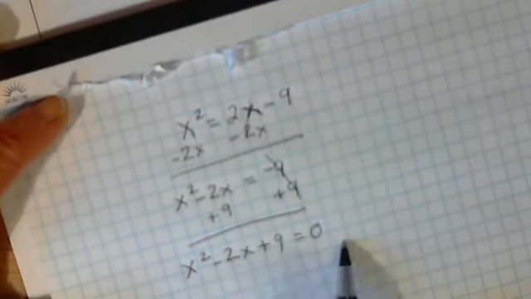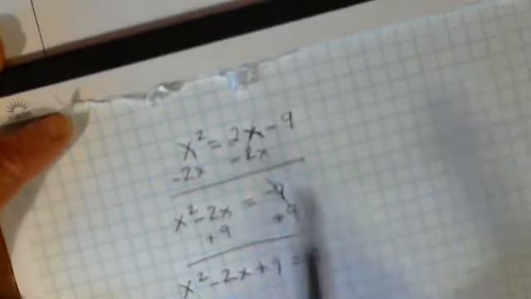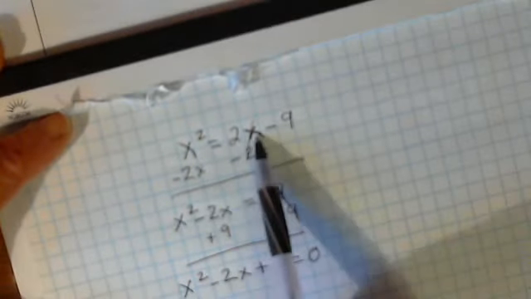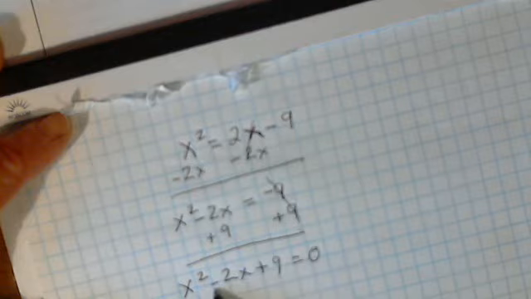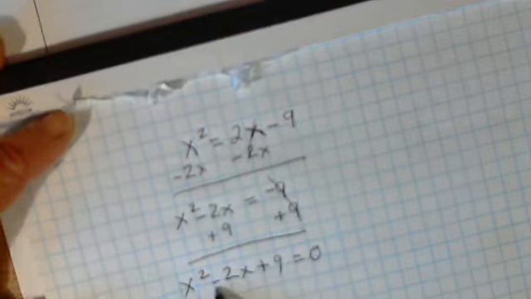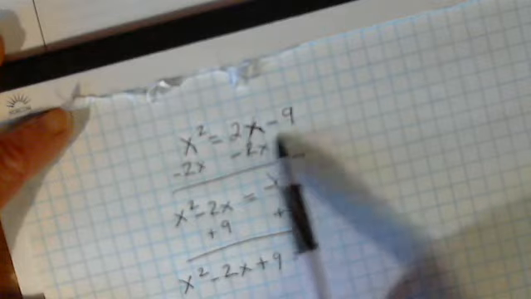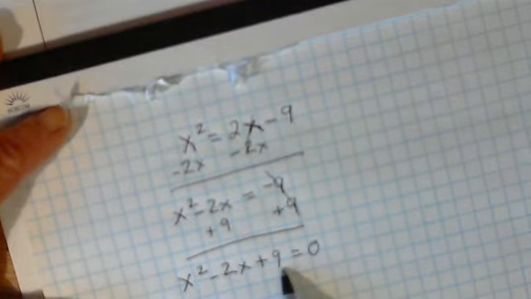Alright, so this process of getting all the terms on one side, do you see what it actually does? See the 2x over here? It was positive. When I move it to the other side, it becomes subtracted, or negative. The 9 was a minus 9. When I move it to the other side, it becomes plus 9.